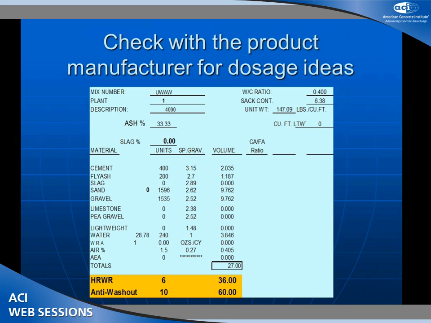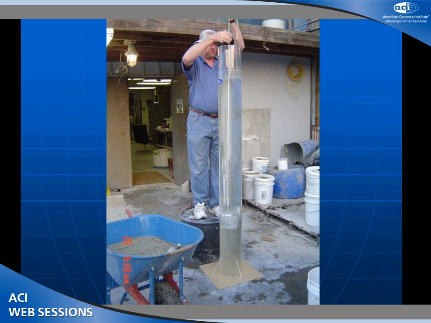So now we've got our basic mix, and now we've added a 10-ounce dose of anti-washout admixture. So we're going to try to see if it works. You know, is that going to be suitable to give us that maximum 8% loss?